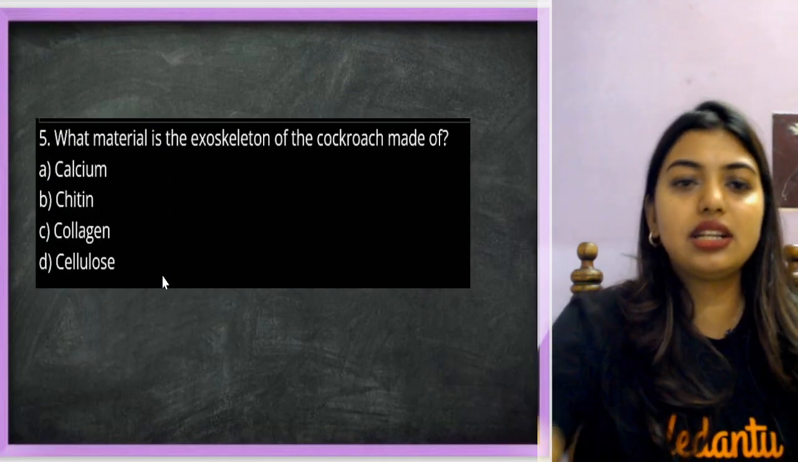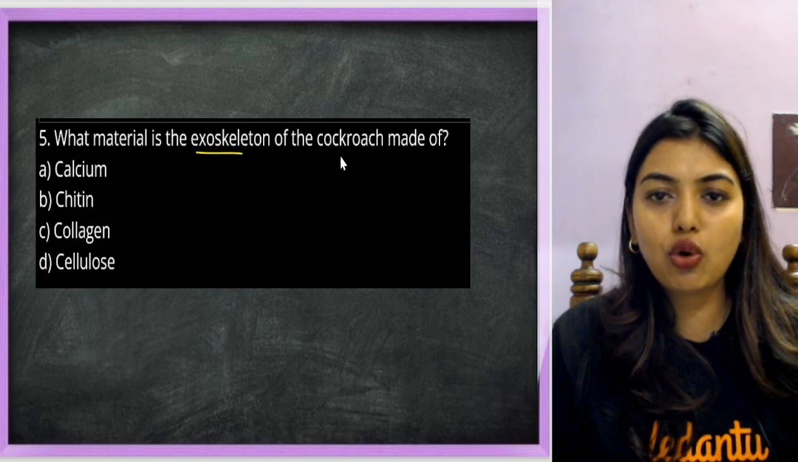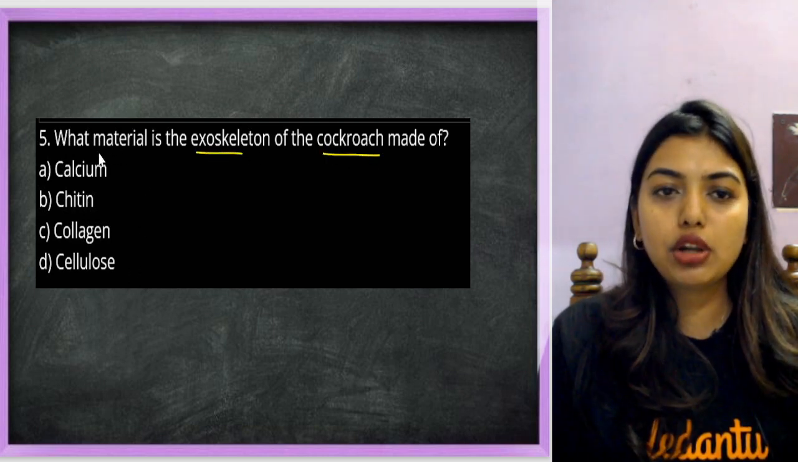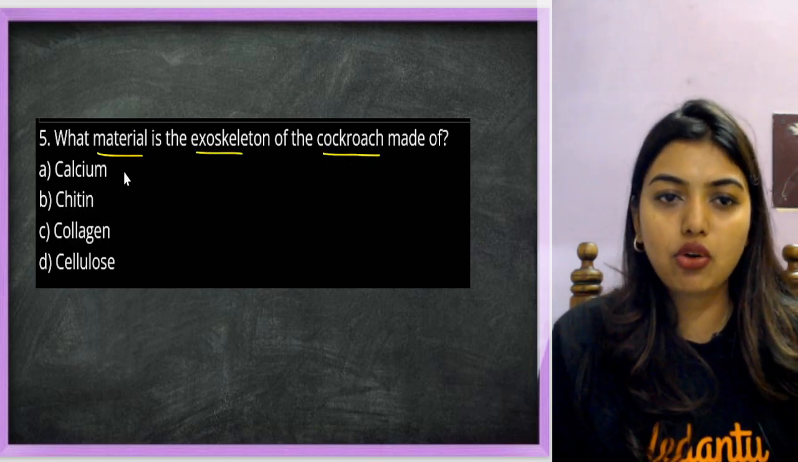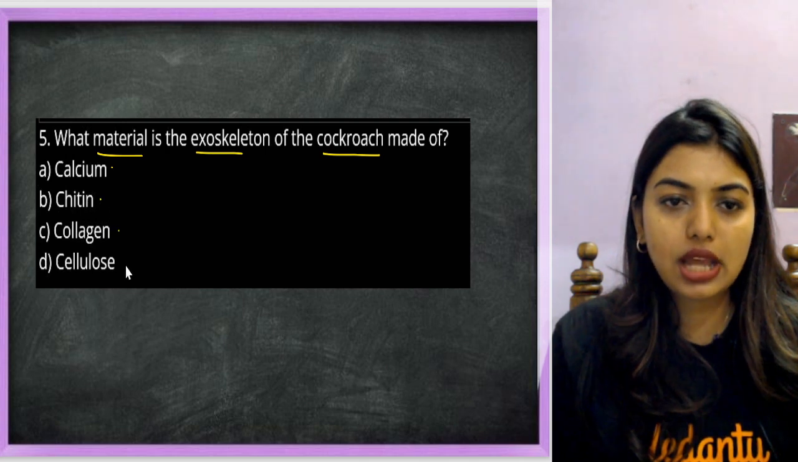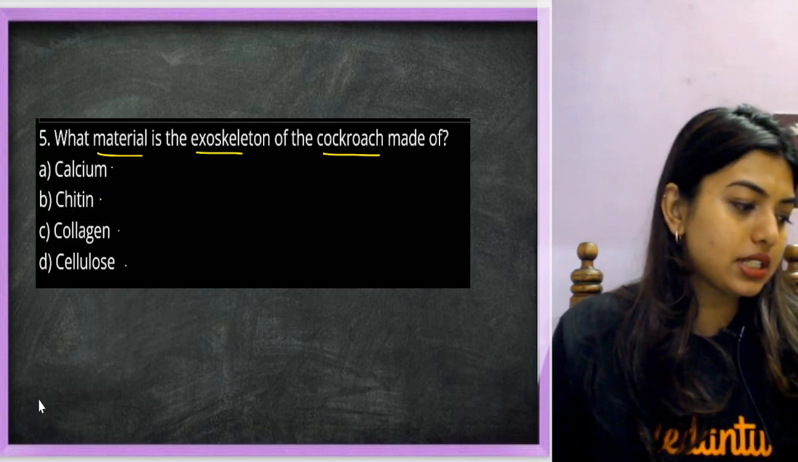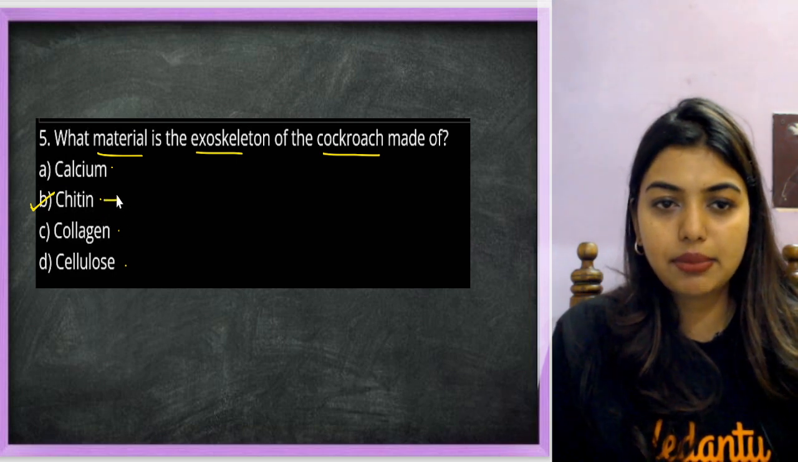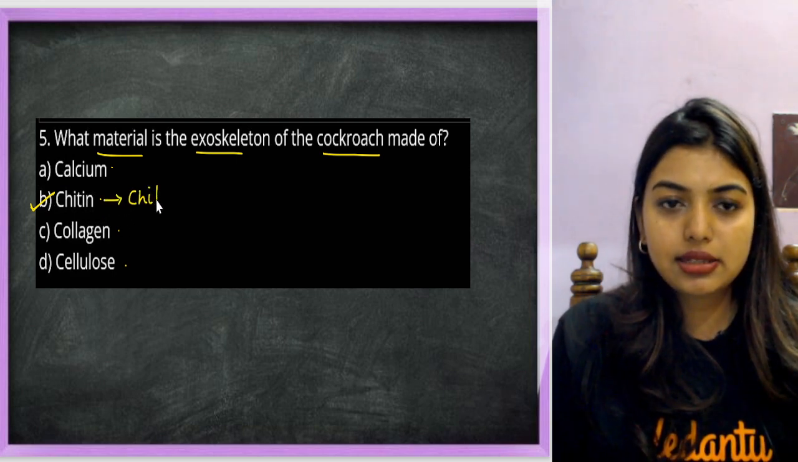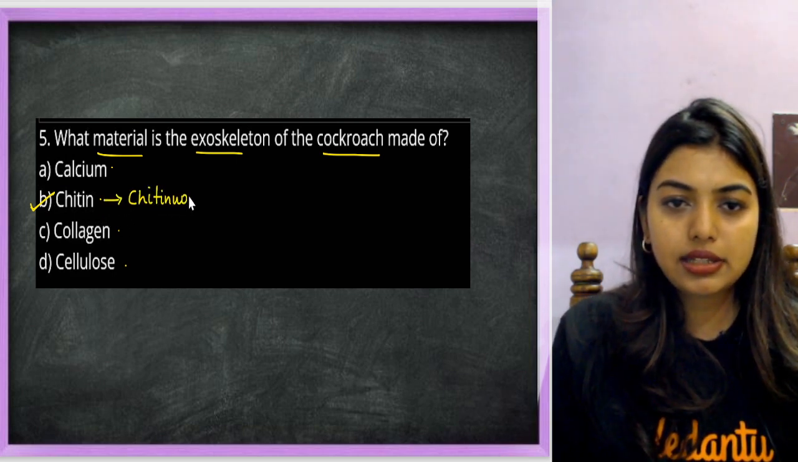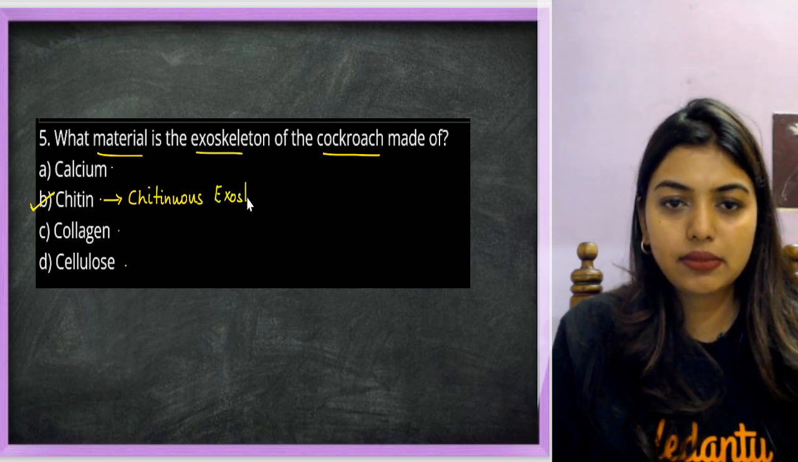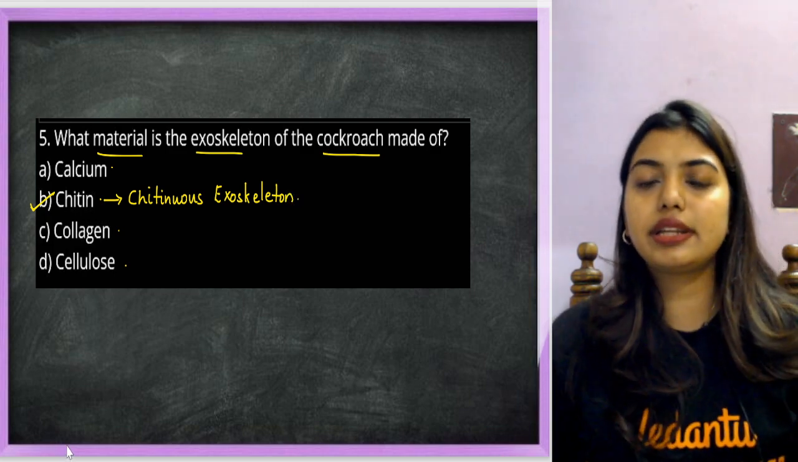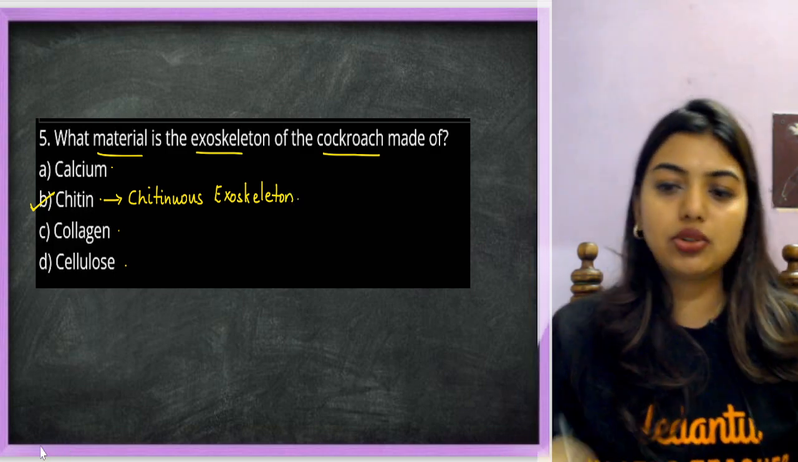What material is the exoskeleton of the cockroach made up of? Calcium, chitin, collagen, cellulose. It is chitin. Chitin makes the chitinous exoskeleton. The chitinous exoskeleton makes the outer layer.